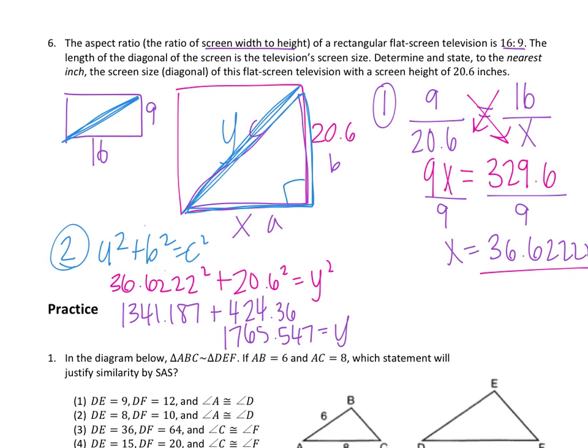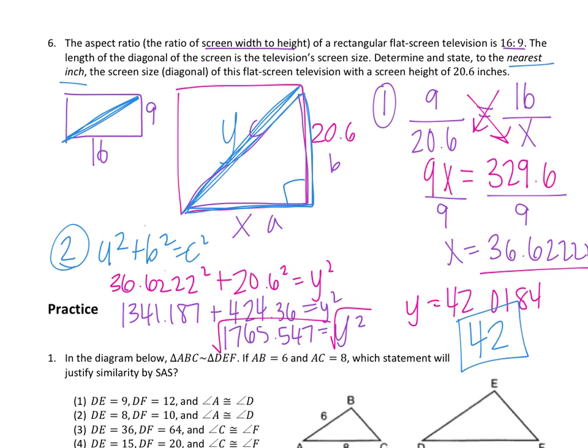1765.547 equals y squared. And remember, as we said on a previous example, to undo squaring, we have to do the opposite, meaning take the square root. So we end up with y equals 42.0184. And again, your decimals may be slightly different on the right-hand side depending on how your calculator is rounding for you. But it says to state to the nearest inch, so a whole number. So that means that we have a final answer of just 42.